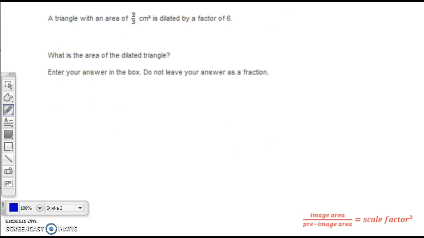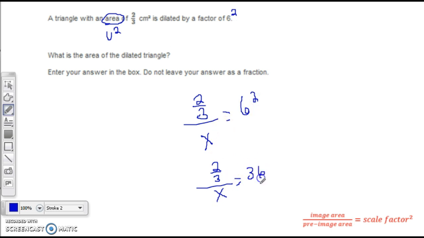Let's check out this one. It says a triangle with an area of 2/3 centimeters squared is dilated by a scale factor of 6. What is the area of the dilated triangle? Alright, so again we're dealing with area, so we know our units are squared, which means I have to square my scale factor. And then I'll go ahead and plug it into my formula. The pre-image area is 2/3. We don't know the image area, so we're going to let that be x. And that's going to equal 6 squared. So 2/3 over x equals 36. Then we can cross multiply.